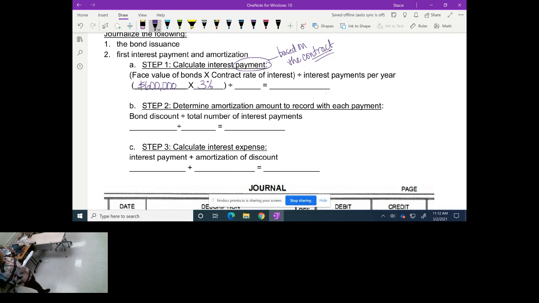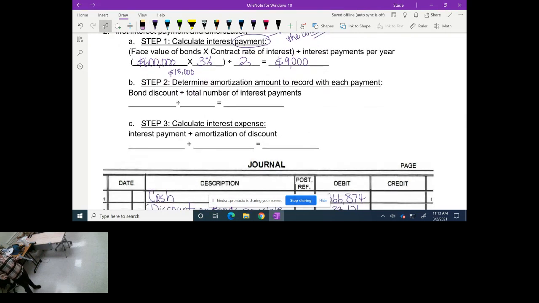We're making it in 2 payments. We're splitting it in half. So that's why you're going to divide by 2. So this amount right here is 18,000. So half of that's going to be 9. So each payment, our cash is going to be credited for $9,000 twice a year for 5 years. Okay. So how much of the bond discount are we going to shave off every time we make an interest payment? How much was our discount?